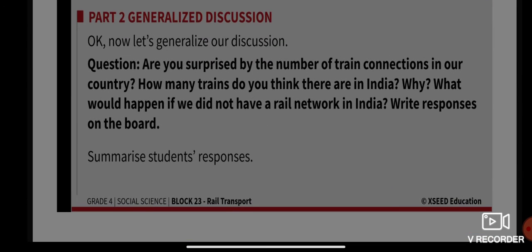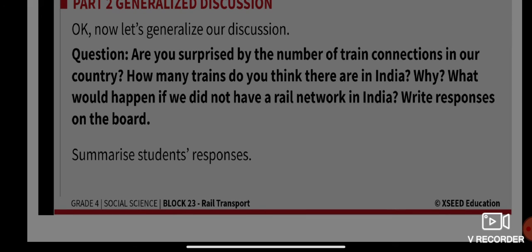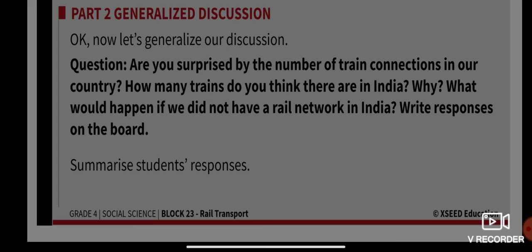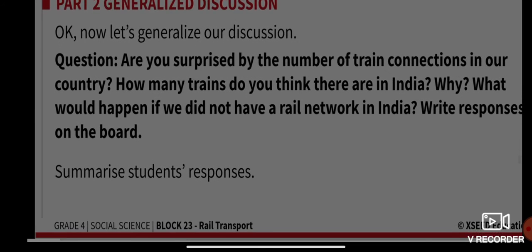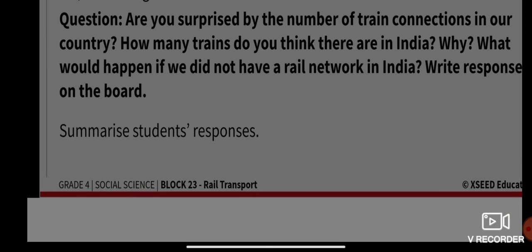Coming back to our general discussion, are you surprised by the number of train connections in our country? How many trains do you think there are in India and why? What would happen if we did not have a rail network in India?